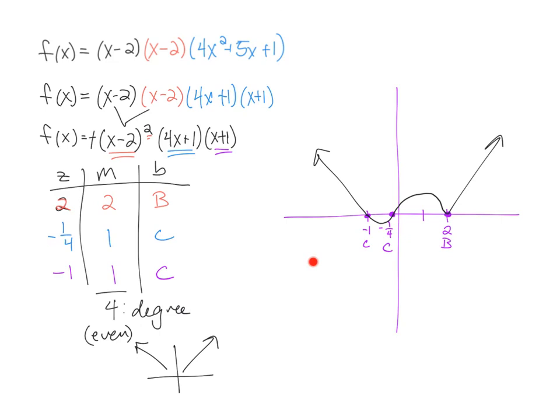So here's the graph of the polynomial we started with. It was a lot harder to factor, not impossible. In fact, not even that much harder. It was just longer. But we need to get to that factored form so we can make our ZMB chart, find the end behavior, and get to graphing.